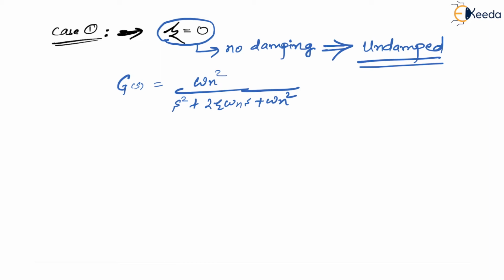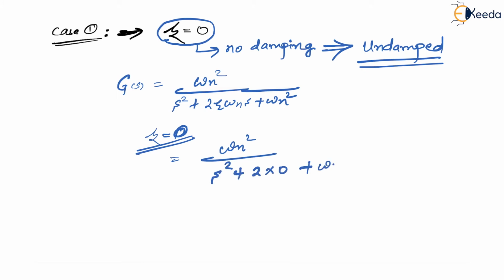Now, when I'm saying case 1, when zeta equal to 0, what do I mean? I mean that just replace zeta by 0. If I replace zeta by 0, what is going to happen here? It is going to be omega n squared upon s squared plus 2 into 0 plus omega n squared. So this is going to be omega n squared upon s squared plus omega n squared. Is that correct or not? Yes, it is going to be correct. This is your g of s.